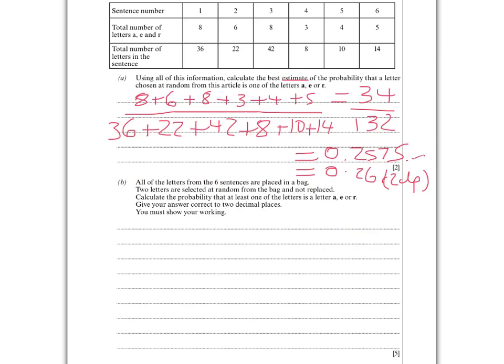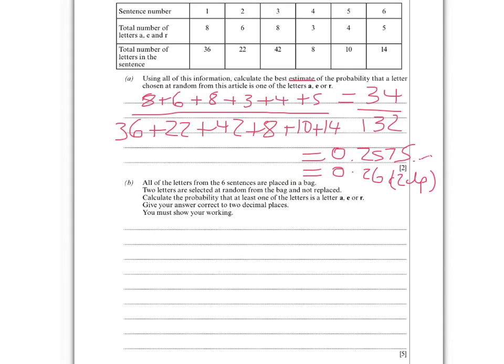Now, for part B, that is worth 5 marks, so there's going to be a bit of work involved in this one. Now, we need to read part B carefully before we start to answer the question. So it says, all of the letters from the 6 sentences are placed in the bag. So that's all 132 letters. 2 letters are selected at random from the bag and not replaced. So that's important. Calculate the probability that at least one of the letters is a letter A, E or R. We've got to give our answer correct to 2 decimal places, and it does say that we must show our working, so if we don't, we're not going to pick up any marks.